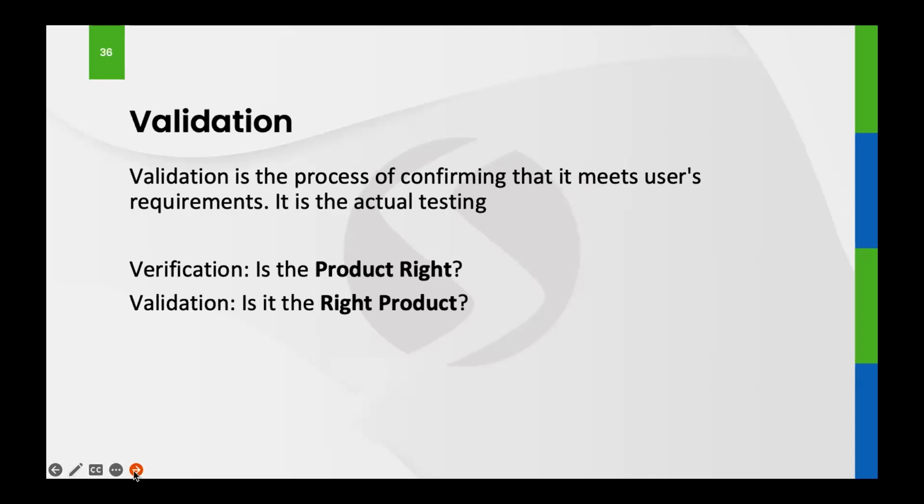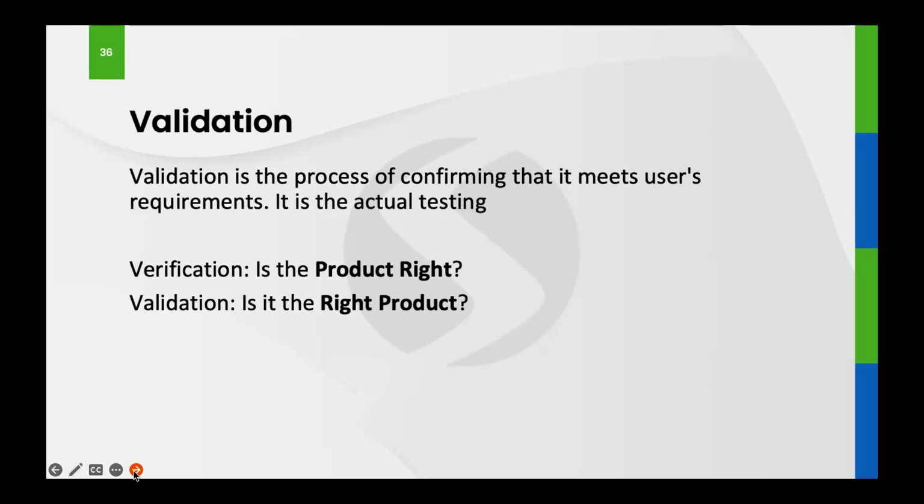But now when we talk about validation, you want to validate: is this the right product? Is it the right product? It is the process of confirming that it meets the user's requirements. When you're validating something, it is actually done sometimes when the developers are carrying out their own tests. They are validating that their code is right. And there's a difference between is the product right and is it the right product?